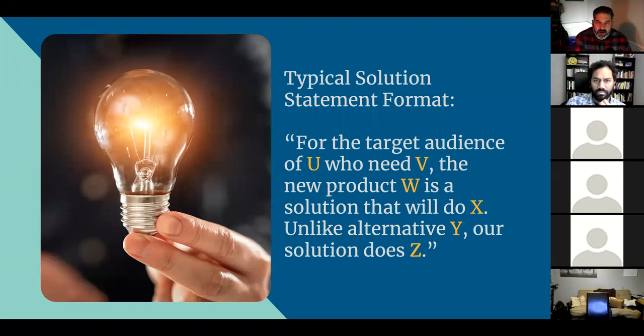All right, great. So, the typical solution statement format is pretty similar to a problem statement. For the target audience of you who need V, the new product W is a solution that will do X. Unlike alternative Y, our solution does Z, right?